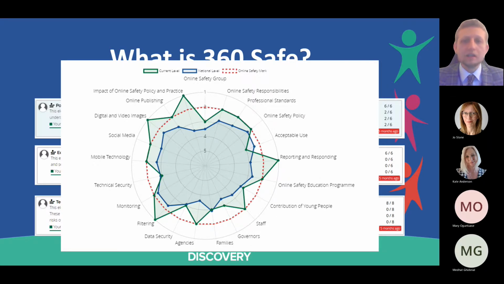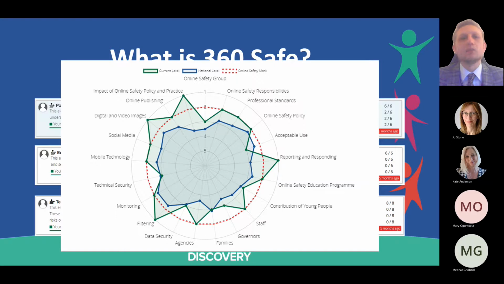Use of social media. And the way it works, and I think it's a good time to talk about how the levels work, is it works on a 1 to 5 basis, with level 1 being best practice with online safety, and level 5 being the lower end of the spectrum. And as you can see on this graph, there are different lines, different colors. First and foremost, we'll look at the green. So the green is you, and where you put your school.